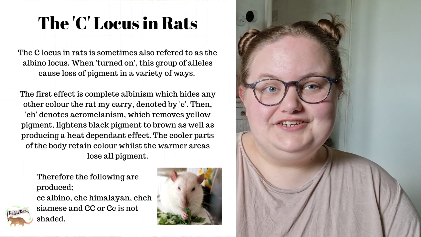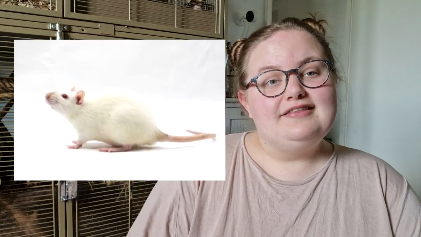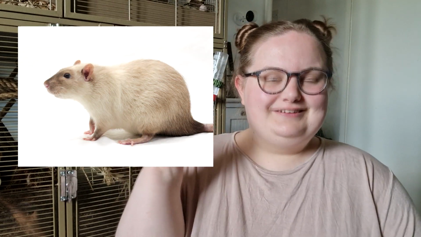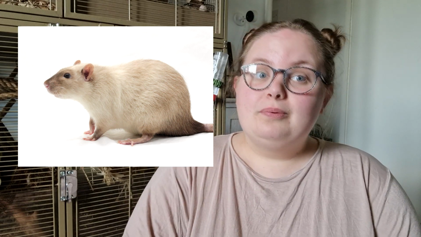Himalayan gene, the little lowercase c and the little h, you have one copy of that and one copy of the albino gene, which is just the lowercase c by itself. Together these will produce a Himalayan rat. If you have two copies of the lowercase c little h, lowercase c little h, that will produce a Siamese rat. And then from there, the shaded pointed varieties get ever more complicated with ever more dilutes and extra recessive genes that you can add on top of that.